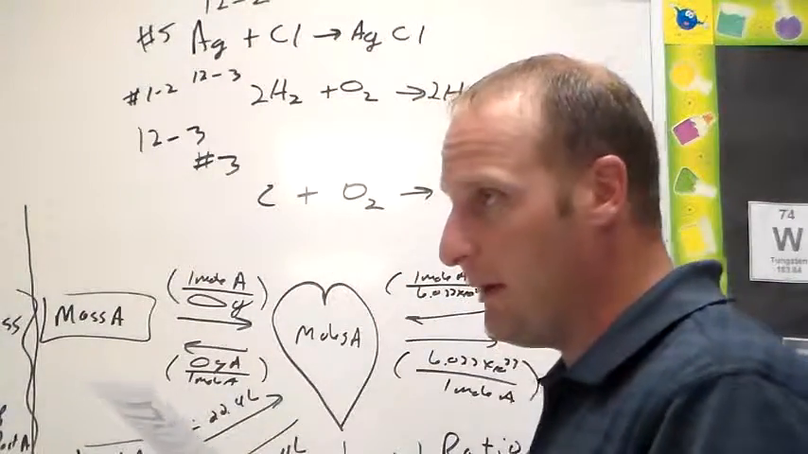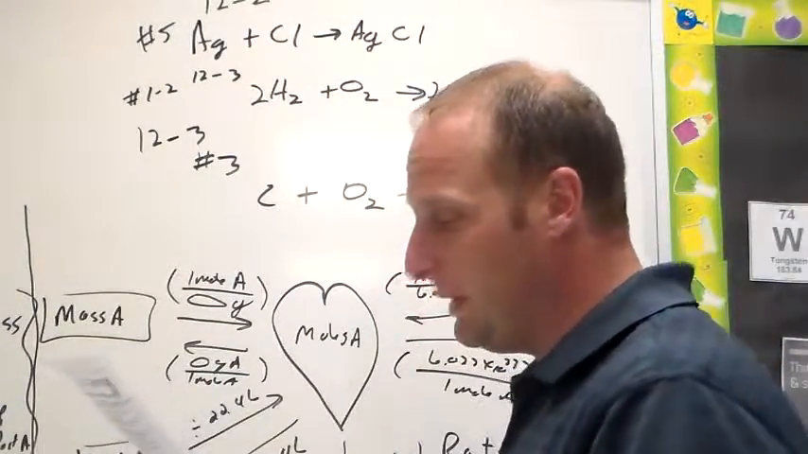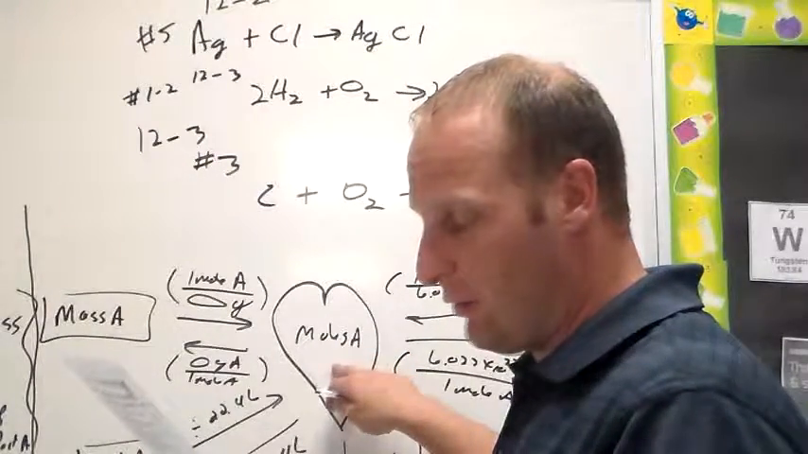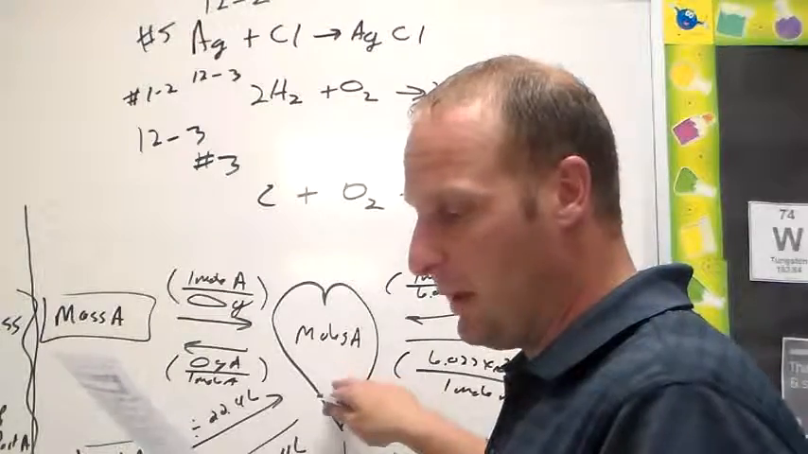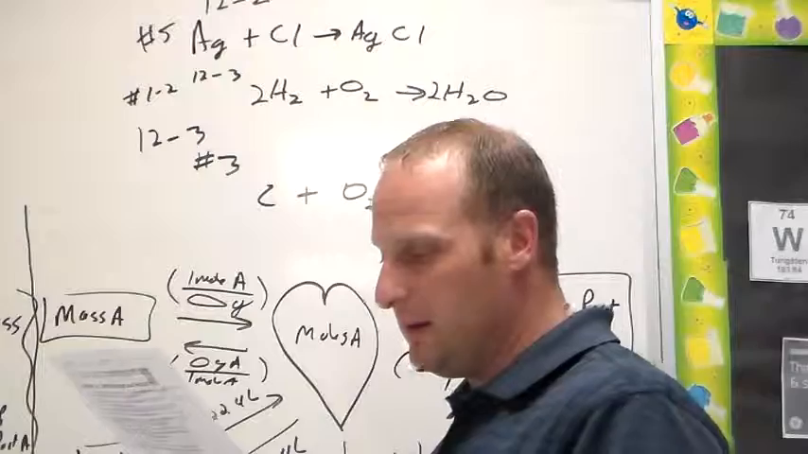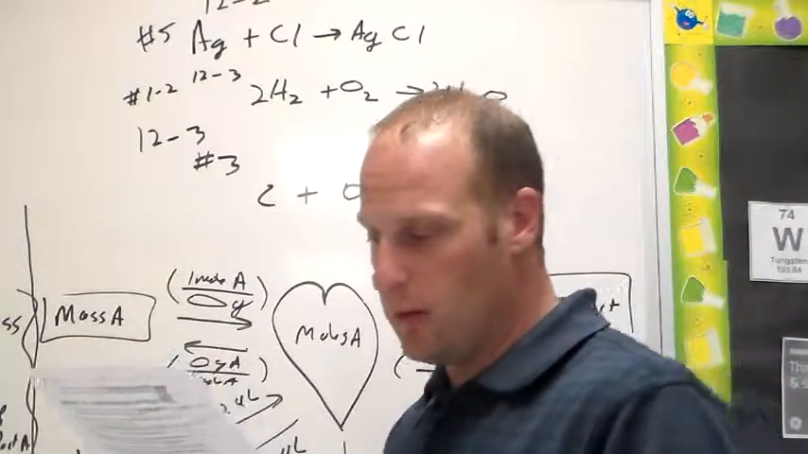Okay? And then we have a moles of A to mass of B problem. That means I start at moles of A, so I can skip my first step. My second step will be mole ratio, and then multiply by mass of B. That is problem 3 on your homework under section 12-2.